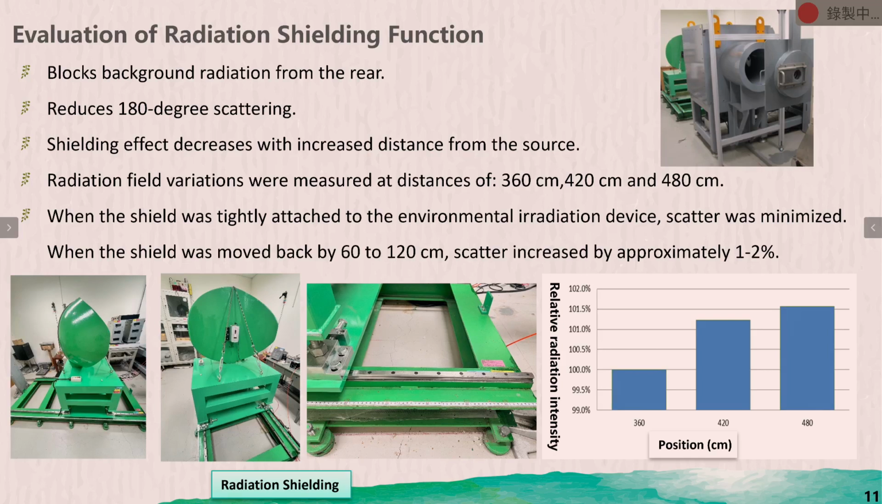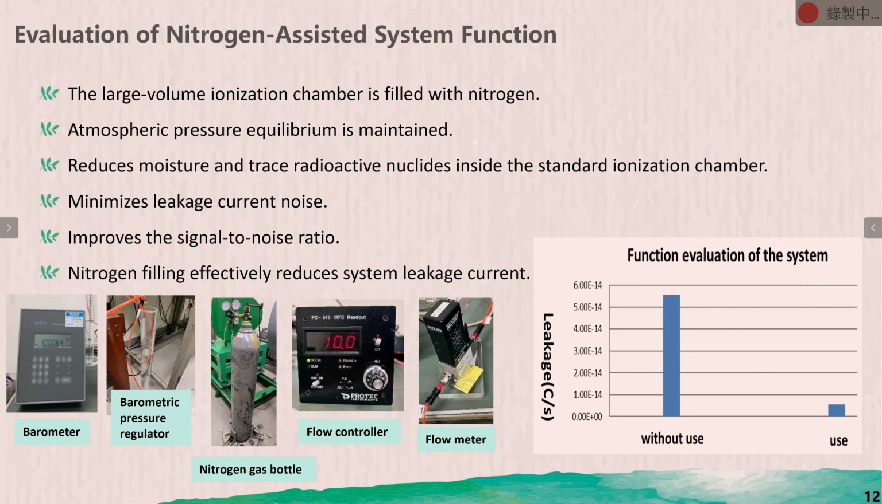Would you go back to the nitrogen system? You say that if the gas is nitrogen, it can reduce the leakage current. So why is there a leakage of the current from the system? There are many reasons for this. Maybe just some radioactive nuclei inside the air. So we assume that there is some radiation inside the air. So in order to reduce the dose rate of our system, we have to fill it with some nitrogen here.